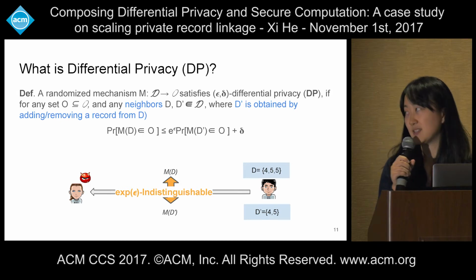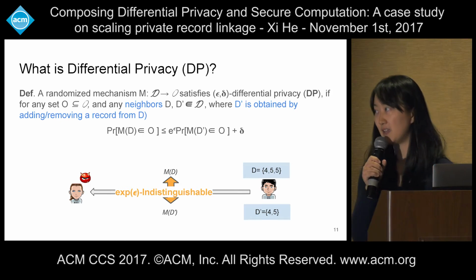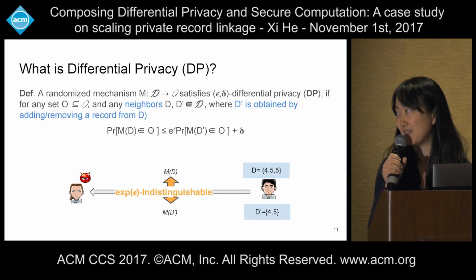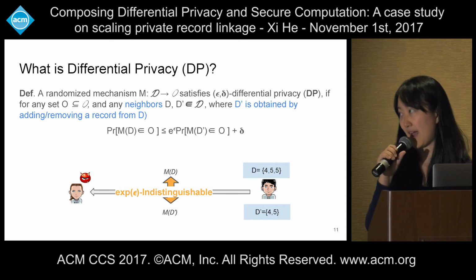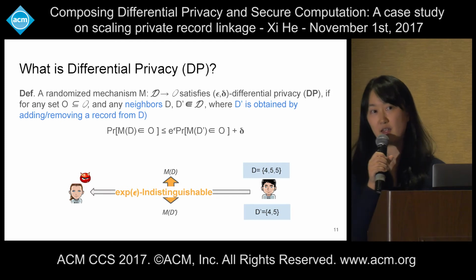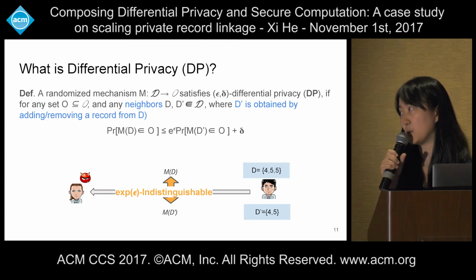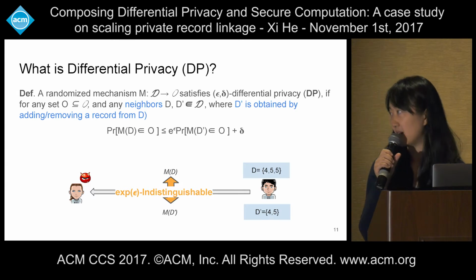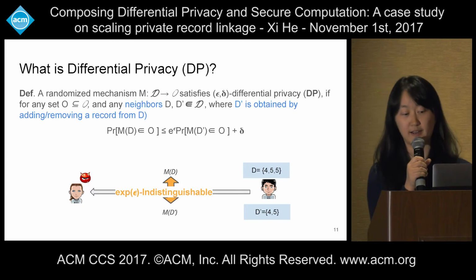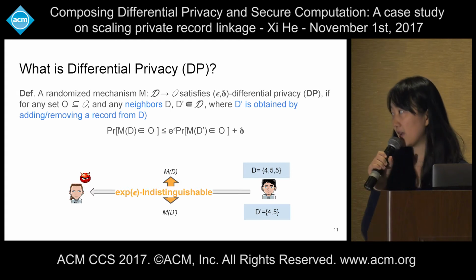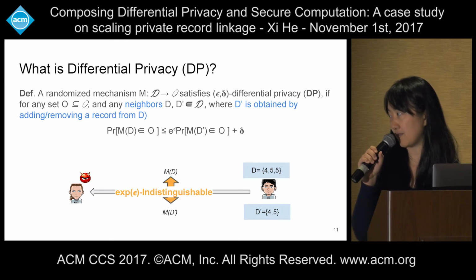We say a mechanism satisfies epsilon-delta differential privacy if for any output O and any neighbors D and D prime that differ in one record, by adding or removing a record from D, the output distributions for these two databases, D and D prime, should be similar. The probability to generate the same output from D and D prime should be bounded by e to the power epsilon, with some negligible term delta of failure. So here we see that D and D prime in the example differ by one record, a 5, right?